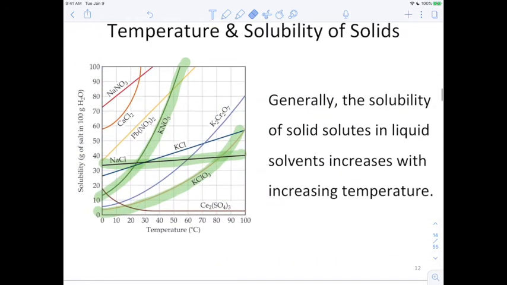Okay. And by the way, I'm showing you this graph just to demonstrate what we're talking about, that in general, solids increase their solubility with temperature. However, occasionally they decrease. I'm not going to make you actually take readings or do calculations from this graph.